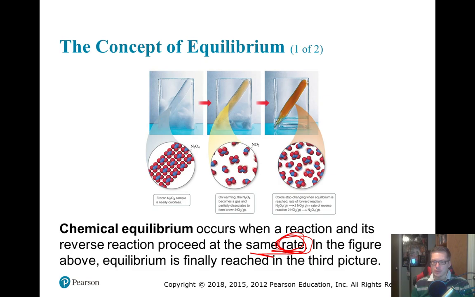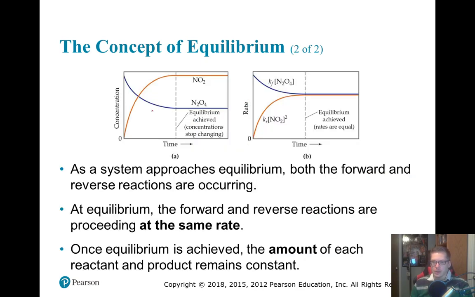Here we started with only N2O4, dinitrogen tetraoxide, and it's completely colorless. Then it starts to form nitrogen dioxide, which is a brown color. This becomes that, and so on, until we eventually reach the point at which the nitrogen dioxide is forming the N2O4 as fast as the N2O4 is forming the nitrogen dioxide. Pretty simple.